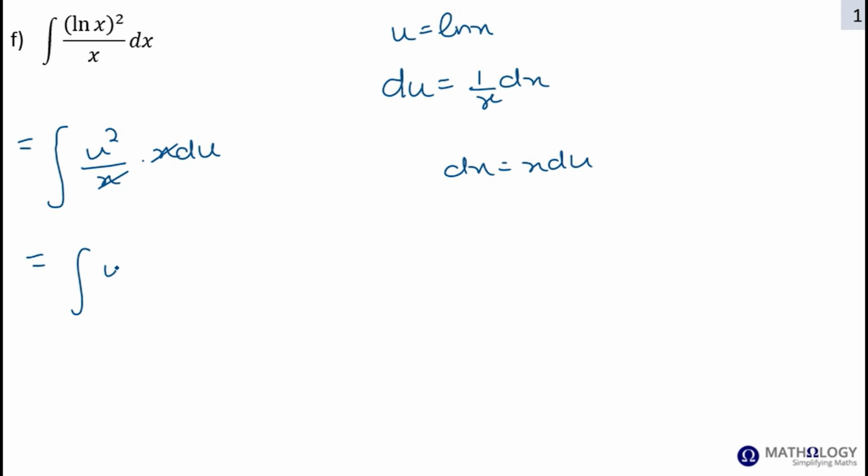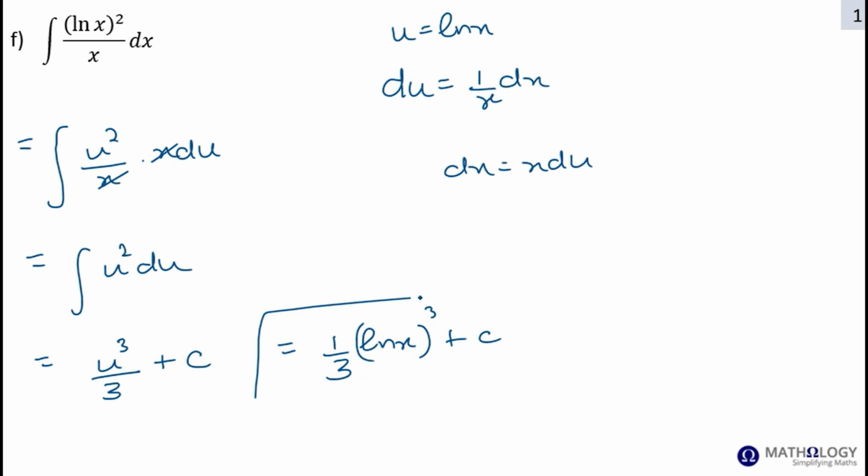So we have the integral of u squared du. The integral of u squared, we're going to add 1 to 2, so we'll have u to the 3, and then we divide by 3 and add the arbitrary constant. So that equals a third. U is ln x, so it's going to be a third ln x cubed plus c.